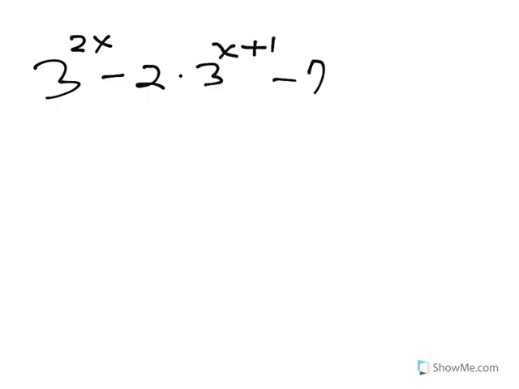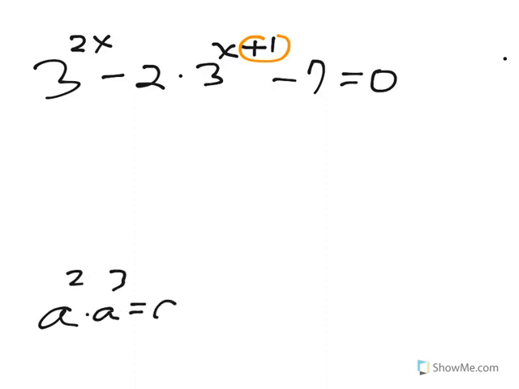If I want to make it more difficult, here I have 3 to the 2x minus 2 times 3, not to the x, but to the x plus 1. This plus 1 makes the question a lot harder to get started. Once we get past the first step, it becomes the same thing as the other question. There's a rule in exponents, like a squared times a to the third equals a to the fifth. You add the exponents together when you multiply things with the same base.